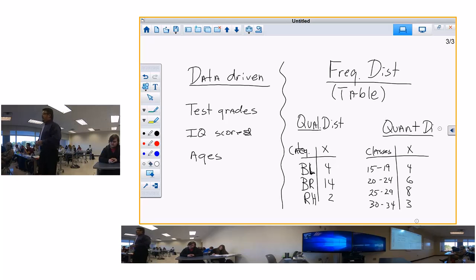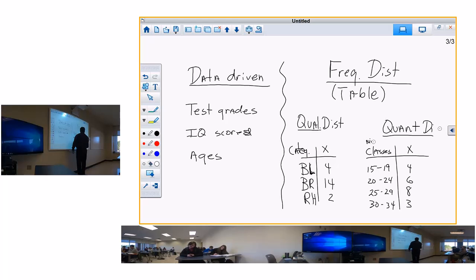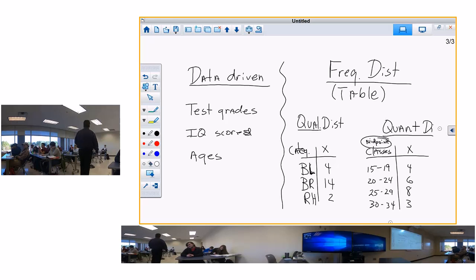Now, a lot of people ask, how do you compute with this? Well, you find the midpoint over here, and we'll get into that later. The midpoint of 15 to 19 is 17, so you would use that 17 to calculate with. That's how you do a frequency distribution, find the mean and standard deviation. You plug it through a formula, and you feel good about yourself.